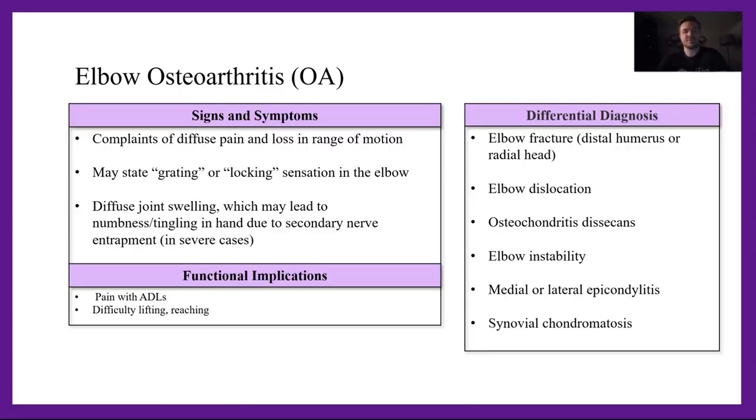Signs and symptoms are diffuse pain, loss of range of motion, may describe grating or locking in the elbow, joint swelling. Because of the swelling, may have some numbness or tingling in their hands secondary to nerve compression. They have pain with ADLs, difficulty lifting and reaching. Differential diagnosis includes things like elbow fractures, dislocations, OCD, instability, epicondylitis, or synovial chondromatosis.